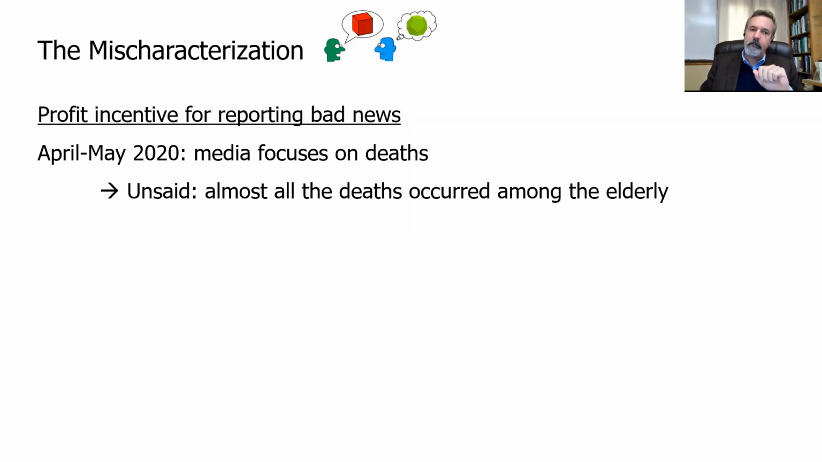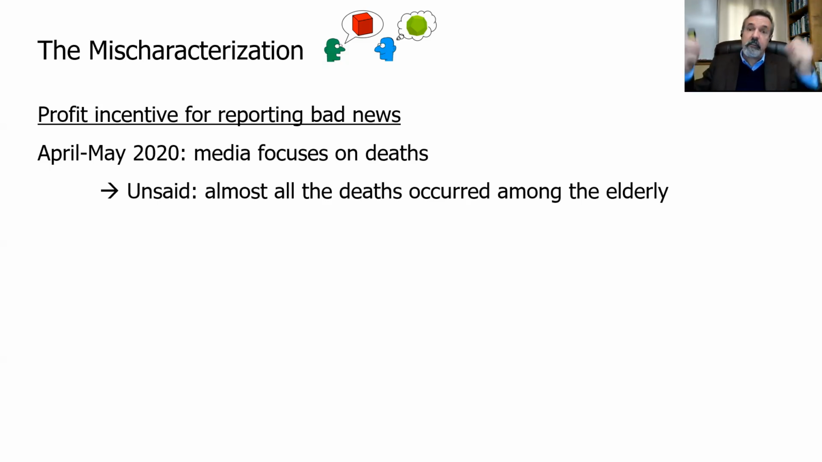And so what happens? From April to May of 2020, the media focuses on deaths. They're telling us every day how many people died, how many people died, how many people died. And of course, what they aren't telling us, amongst other things, is that almost all of these deaths were occurring amongst the elderly. COVID actually starts to look like two diseases. It's not two diseases, but it starts to look that way because it affects the elderly very differently than it affects the young people. But the media is not going to say this. Why? Well, because that's better news, right?